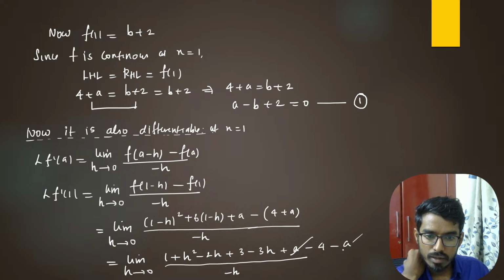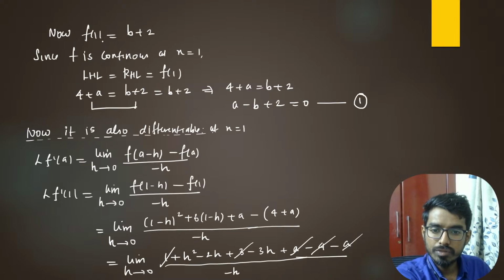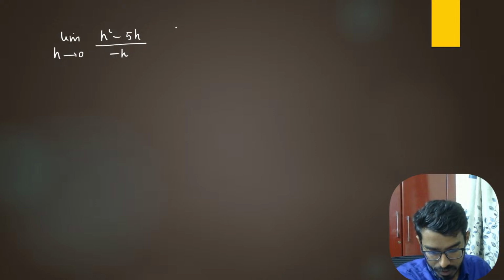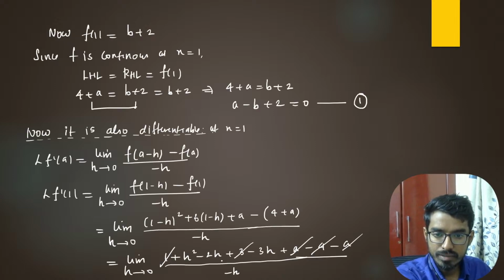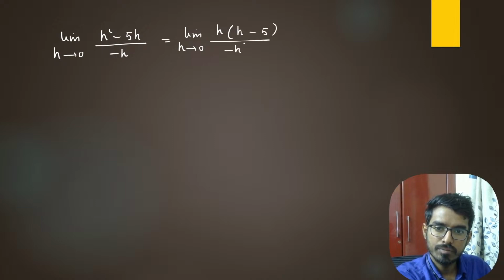A will get cancelled. Minus 4 plus 4 will get cancelled. You will have limit h tending to 0, h square minus 5h by minus h, right? h square minus 5h by minus h. Okay. So if I take h common, you will have h minus 5 by minus h. When I apply the limit, you will have 5.